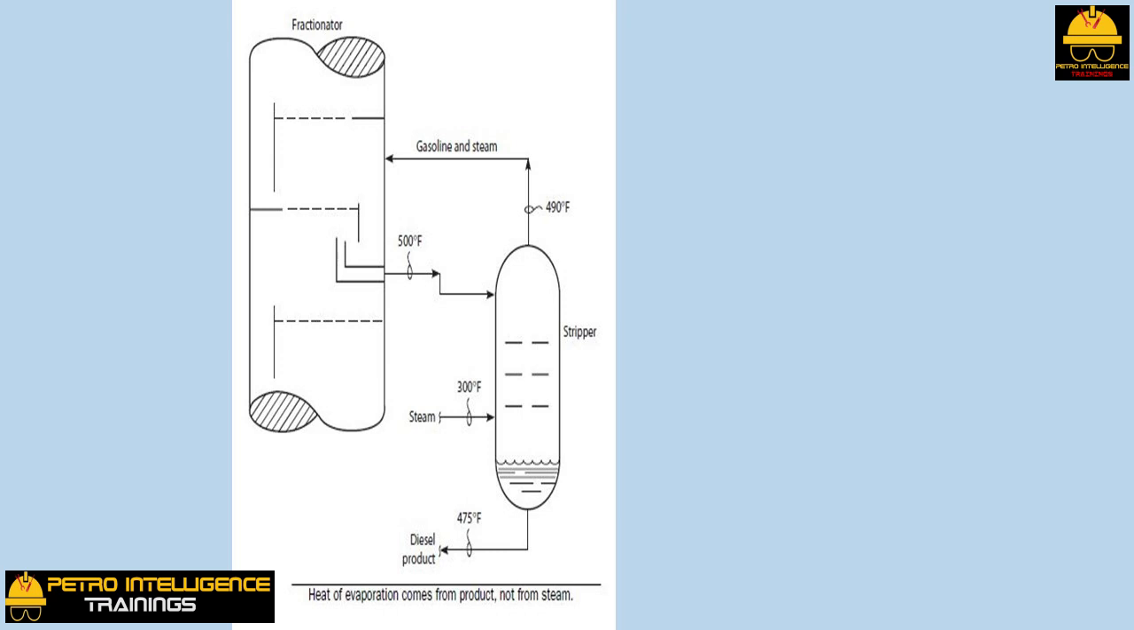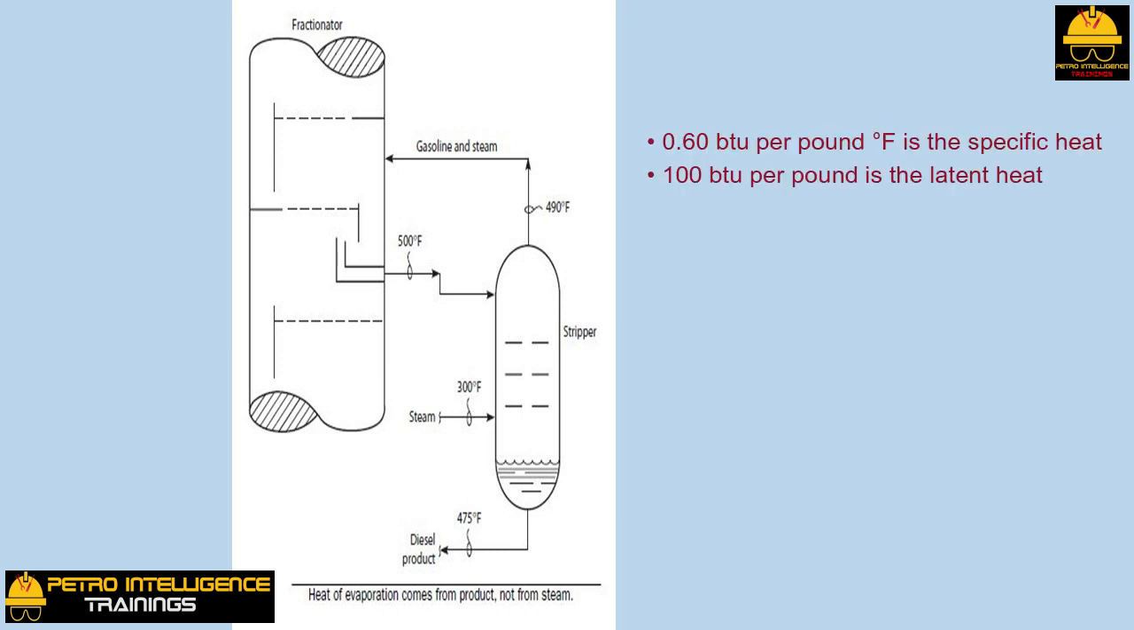We can use this idea to calculate the percent of diesel oil that would actually vaporize across the stripping trays in the stripping tower. Let's assume the following thermal properties for a typical hydrocarbon mixture of diesel and gasoline. 0.60 BTU per pound degree F is the specific heat. 100 BTU per pound is the latent heat.